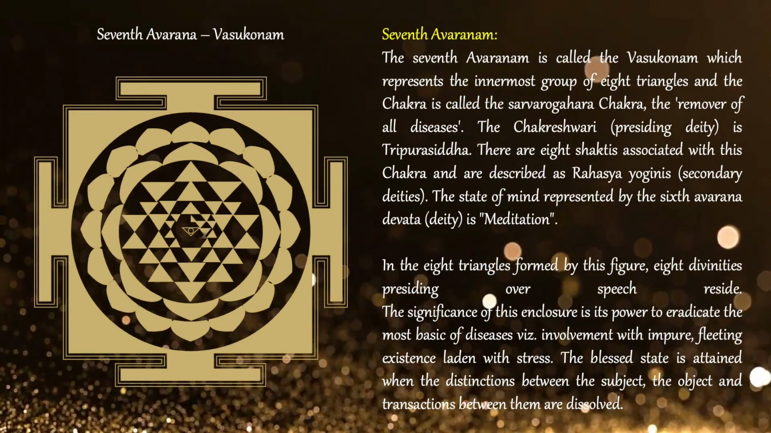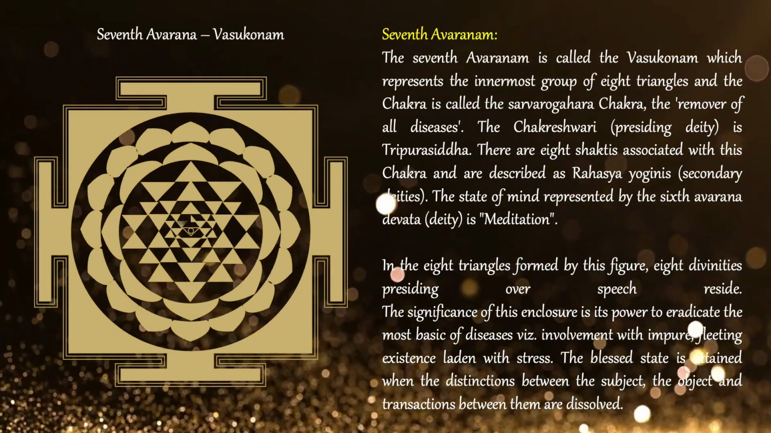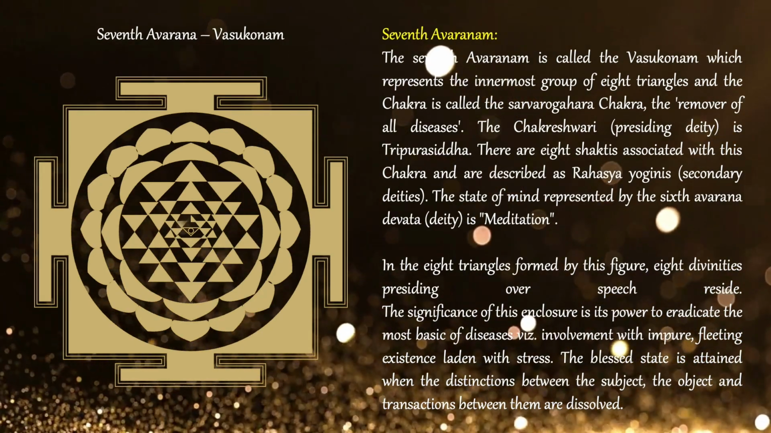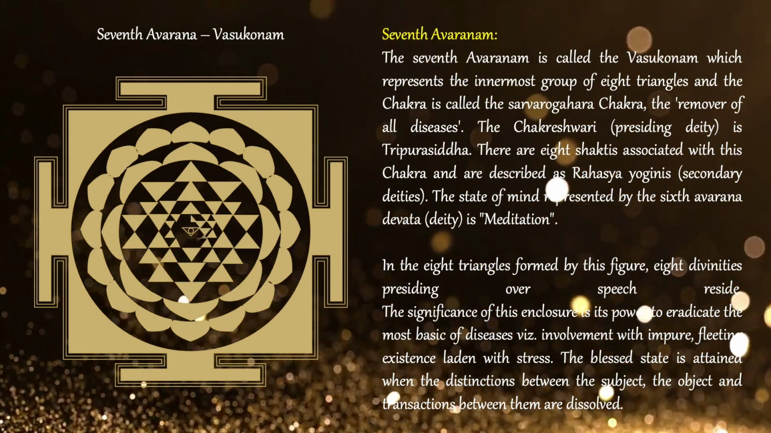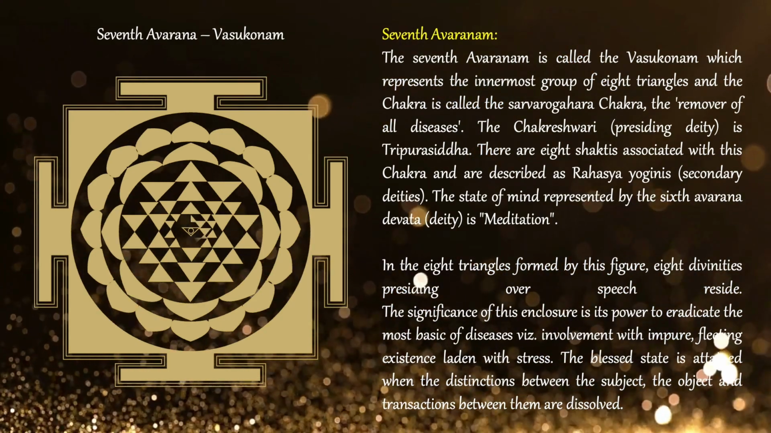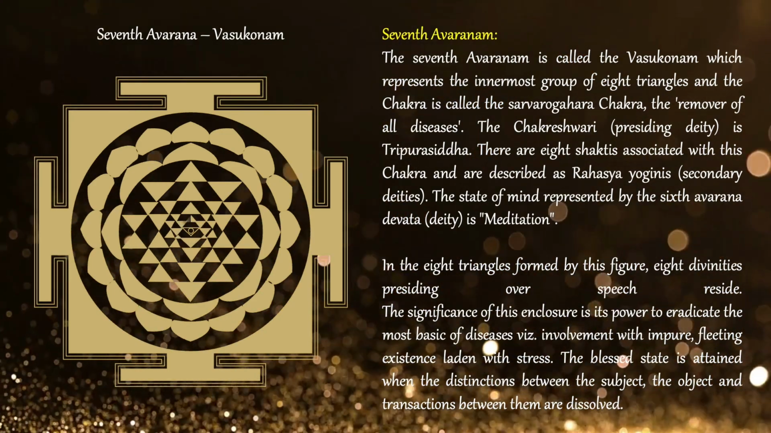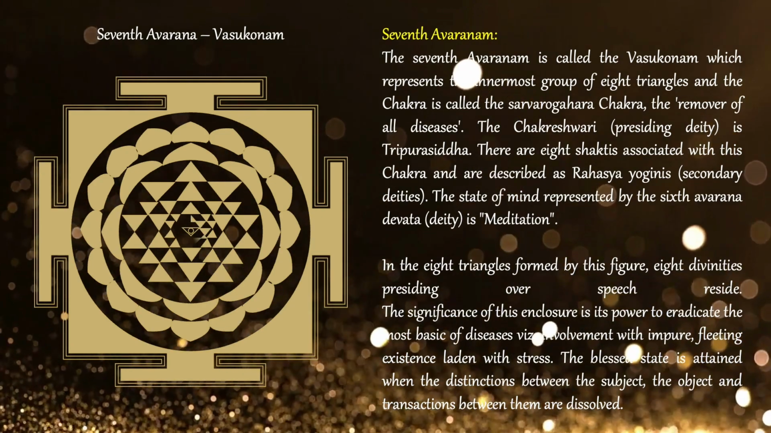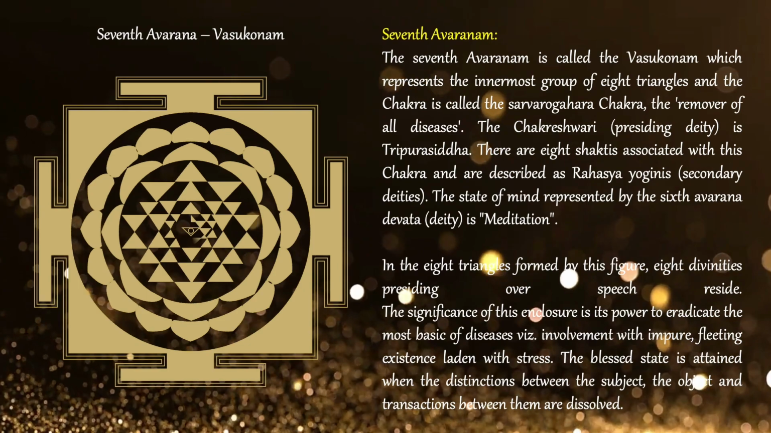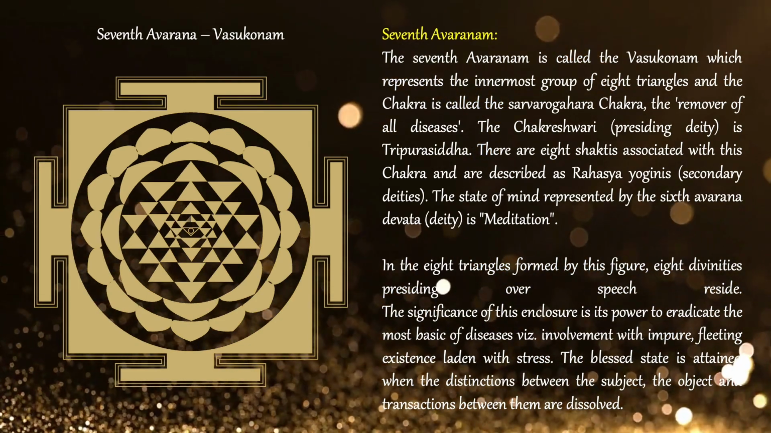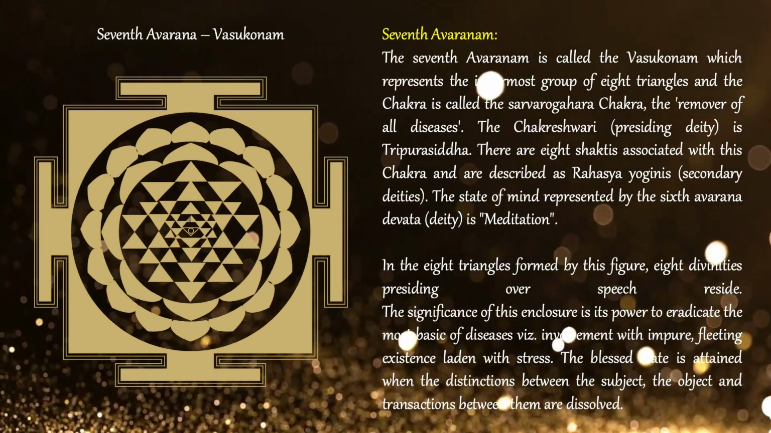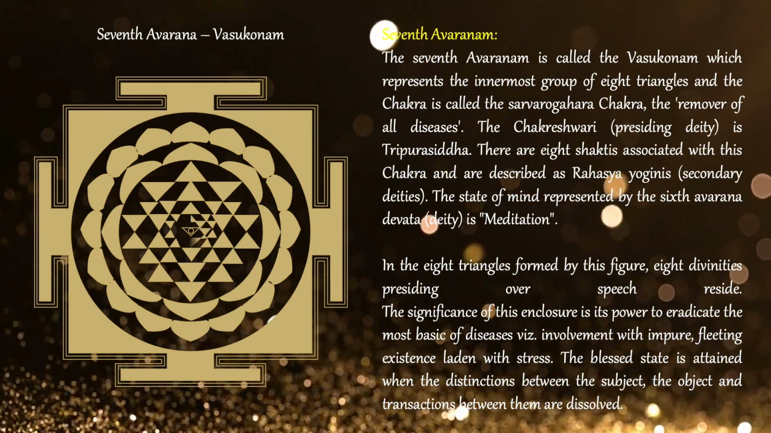The seventh Avaranam is called the Vasukonam, which represents the innermost group of 8 triangles, and the chakra is called the Sarva Rogahara Chakra, the remover of all diseases. The Chakreshwari is Tripura Siddha. There are 8 Shaktis associated with this chakra and are described as Rahasya Yoginis. The state of mind represented by the 6th Avarana Devata is meditation.